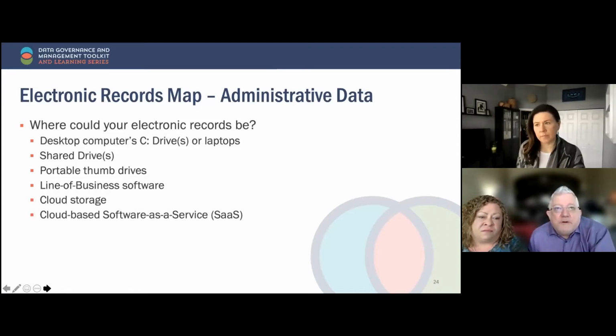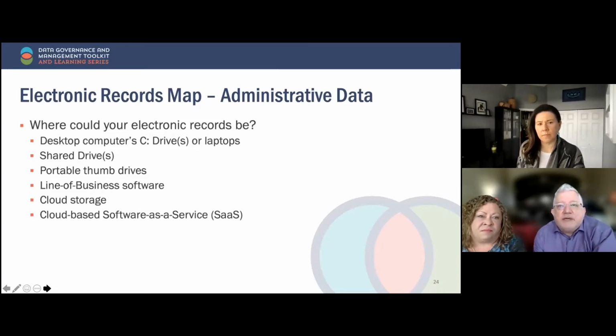Records stored on portable, non-encrypted thumb drives are at a high risk of being lost or stolen, which can create issues with reputation and community trust. As a result, it's not a best practice to use portable thumb drives. But if you have to use them, use an encrypted thumb drive that can be locked in a government safe.